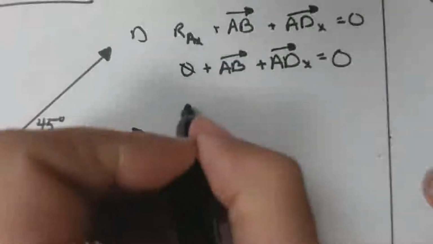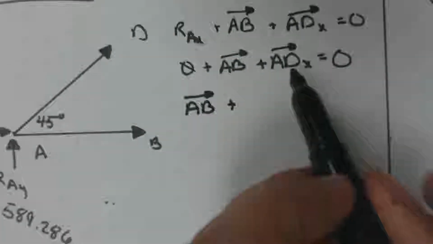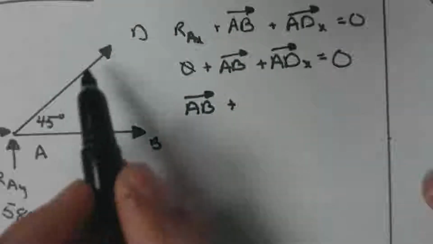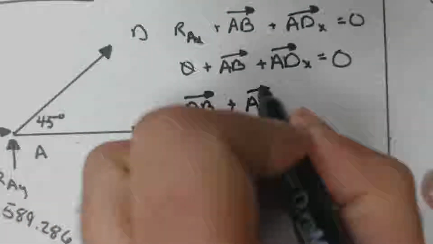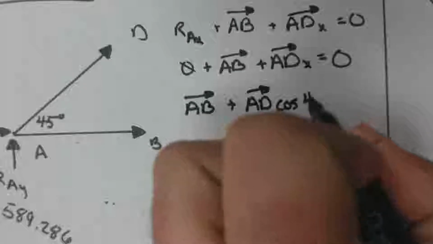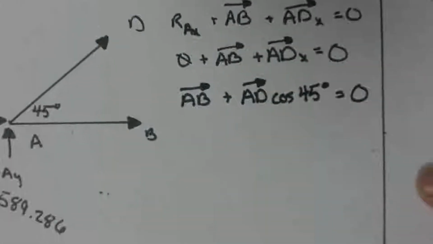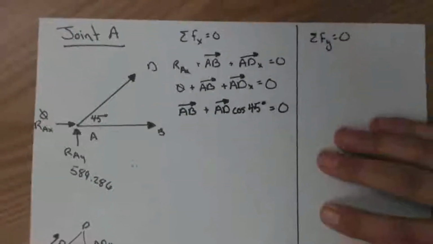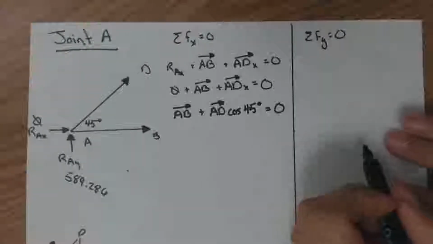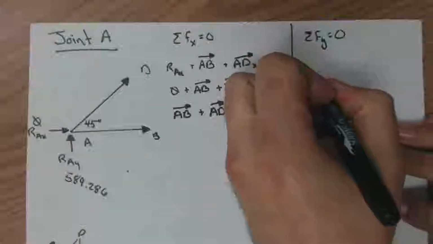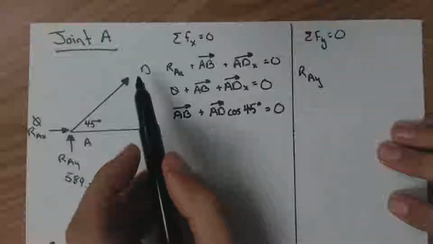So I don't have to worry about my 0. I have the vector AB, and now instead of just the x component, I'm going to put in the piece that has the overall, my actual vector. And that's my actual vector AD times the cosine of my angle. And those have to add up to be 0. Now I don't know either of these things, so I'm going to have to go and look at my y. Let's list all of the forces acting in our y. My reaction at A in my y-axis, and I have the y component of AD.